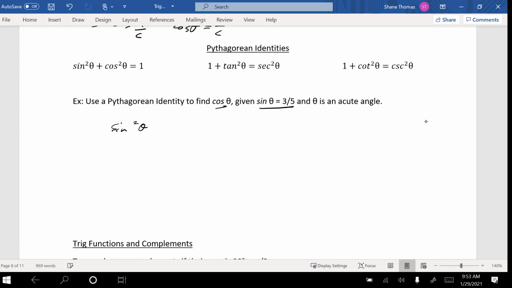Sine squared of theta plus cosine squared of theta is equal to 1. We know the sine here, correct? The sine is 3/5. So I'm going to have 3/5 squared plus cosine squared equal to 1. What's 3/5 squared?